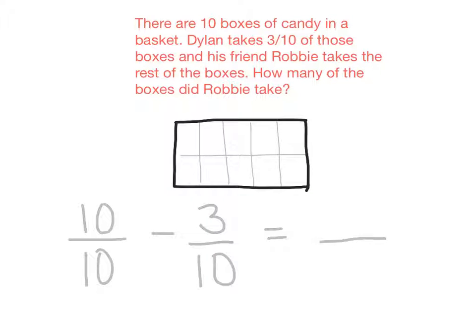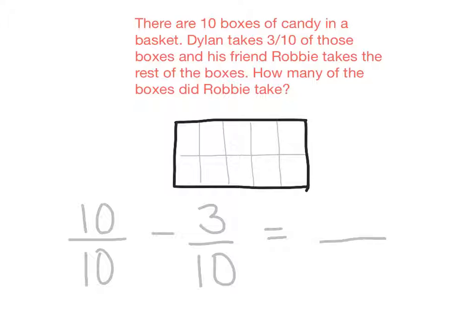Alright, let's try another one. There are 10 boxes of candy in a basket. Dylan takes 3 out of the 10 of those boxes, and his friend Robbie takes the rest of the boxes. How many of the boxes did Robbie take? Here we drew a picture again. We have 10 boxes total, so for our first fraction, we're going to write 10 out of 10 because no one took any boxes yet.